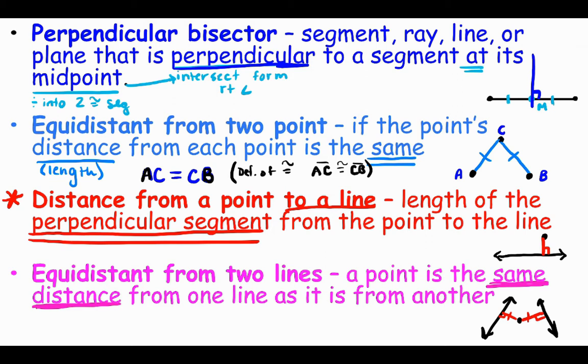In the next one, we need to know how to measure the distance from a point to a line. There's more than one segment that can be drawn from a point to the line, and the one that you measure as the official distance is the perpendicular segment. So our distance is measured using that perpendicular segment. Equidistant from two lines means that you're going to have the exact same perpendicular segment measurement between them.